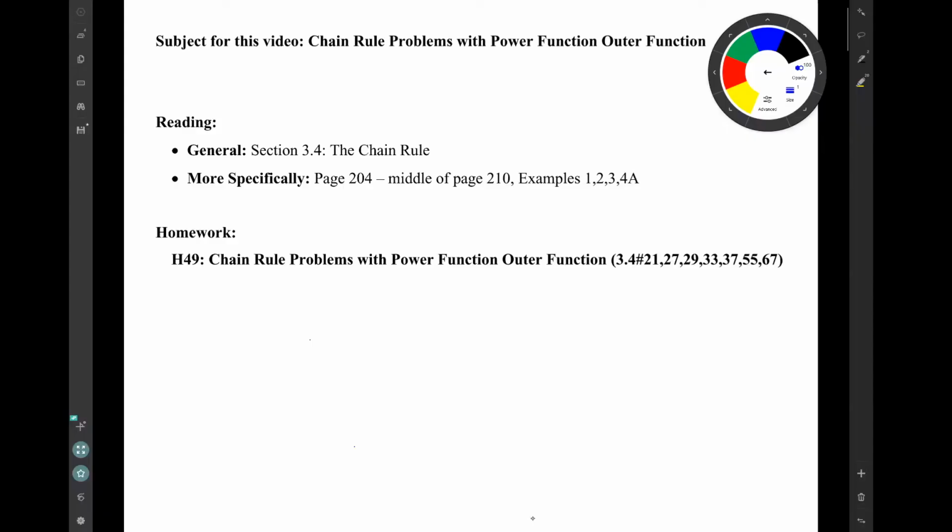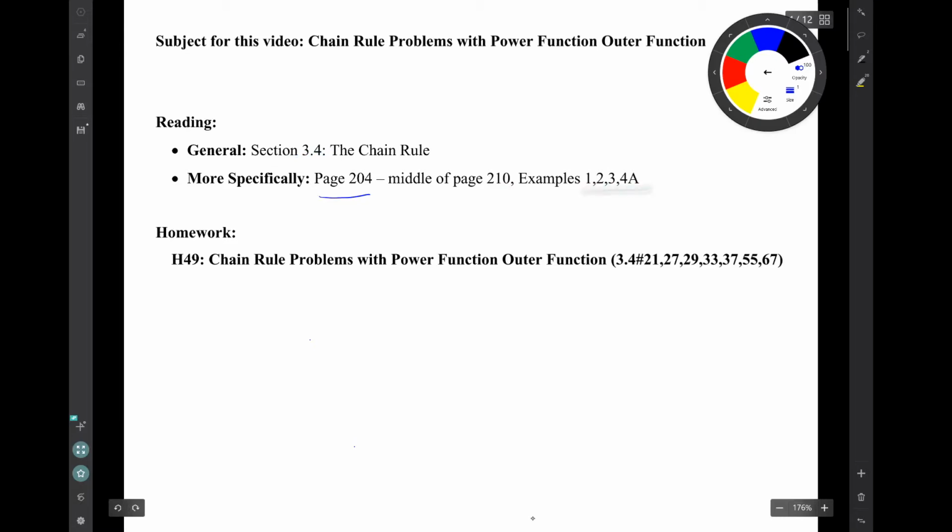Hi, I'm Mark Barsamian. In this video, I'll introduce a new derivative rule called the chain rule, and I'll apply the chain rule to problems involving a function that has an outer function that is a power function. This material is from section 3.4 of the book, more specifically page 204 to the middle of page 210, examples 1, 2, 3, and 4a.